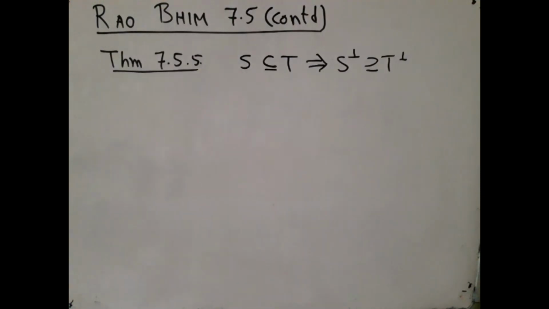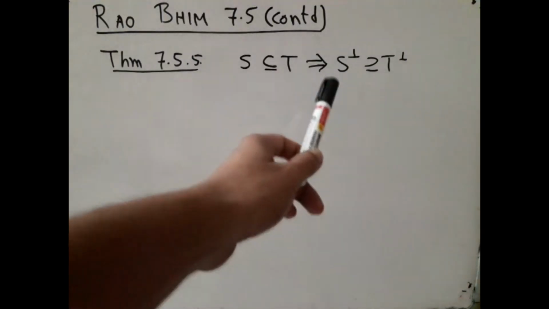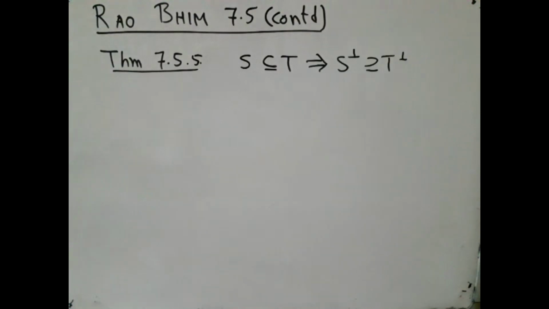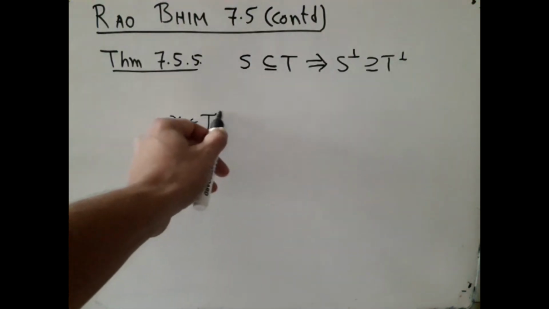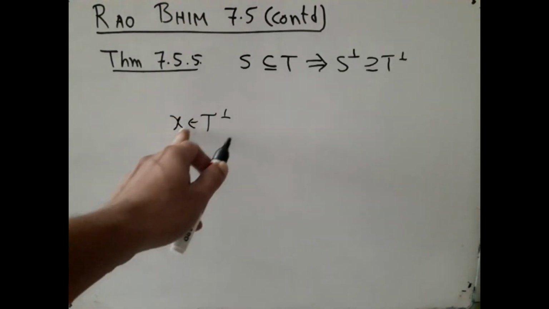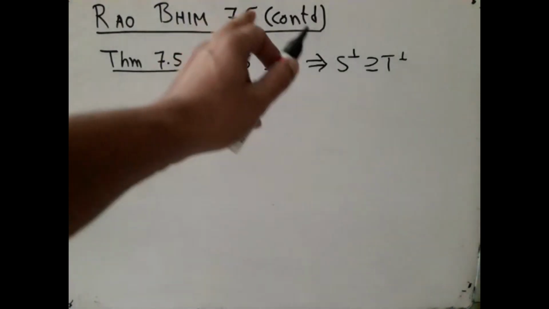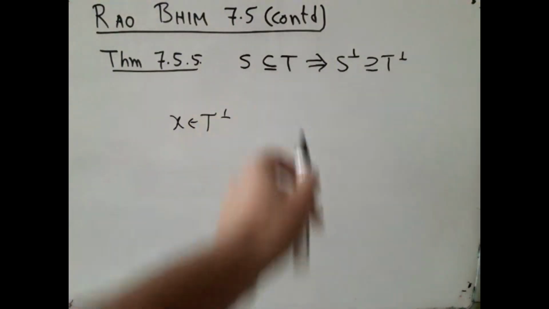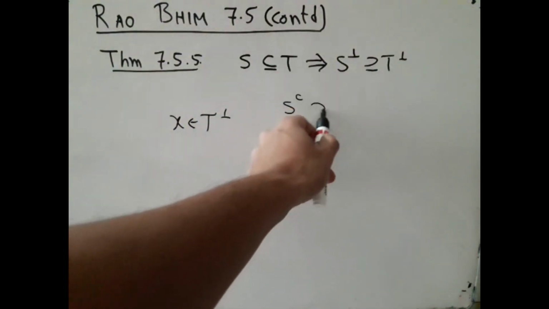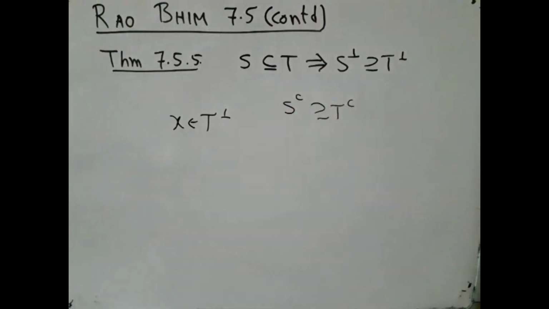So we start with an inner product space and any two subsets, not necessarily subspaces. In that case, if S is contained in T, their perps will have the reverse containment, which is straightforward. Suppose I take some x in T perp, then x is orthogonal to everything in T. In particular, it must be orthogonal to everything in S as well, because S sits inside T, and hence we get this result. You can compare this with the result that if S is contained in T, then S complement will be larger than T complement.